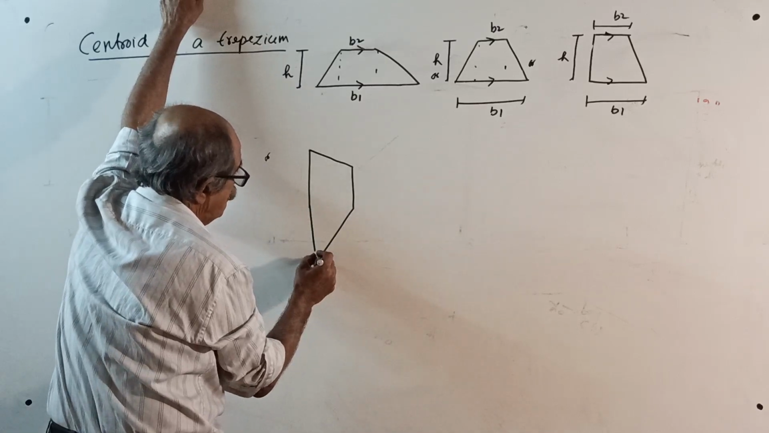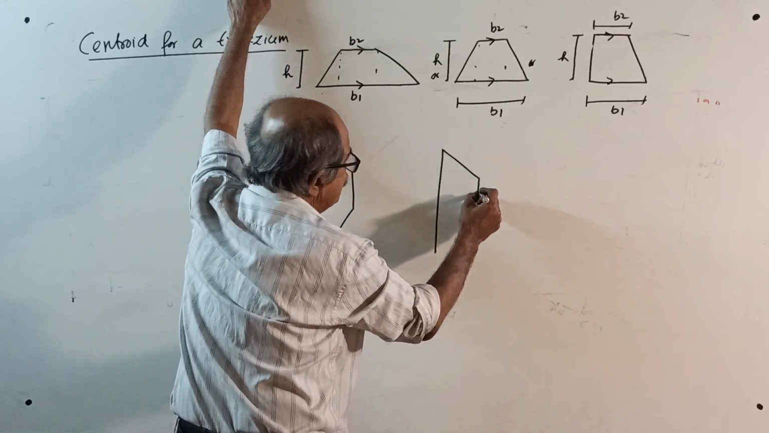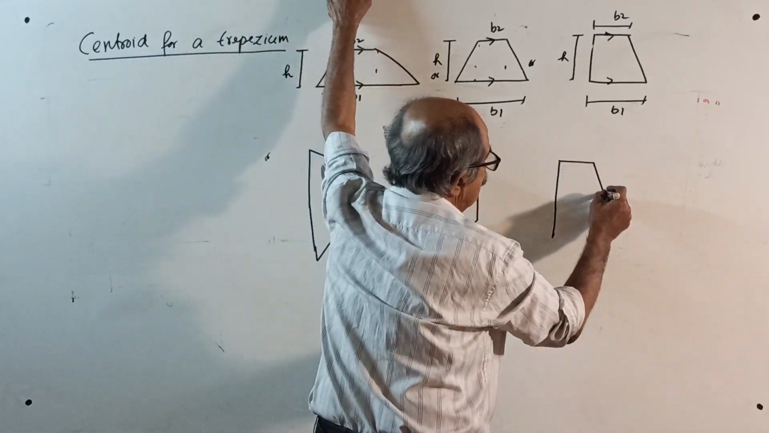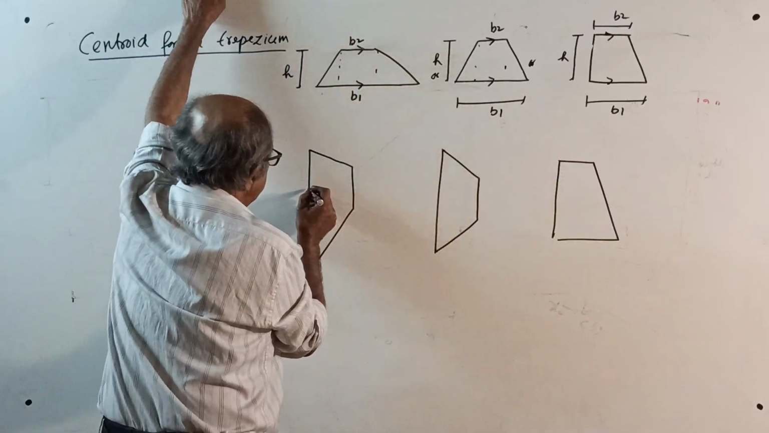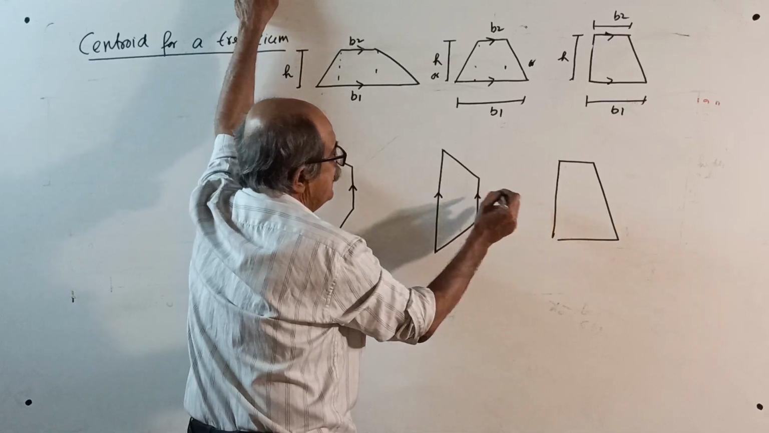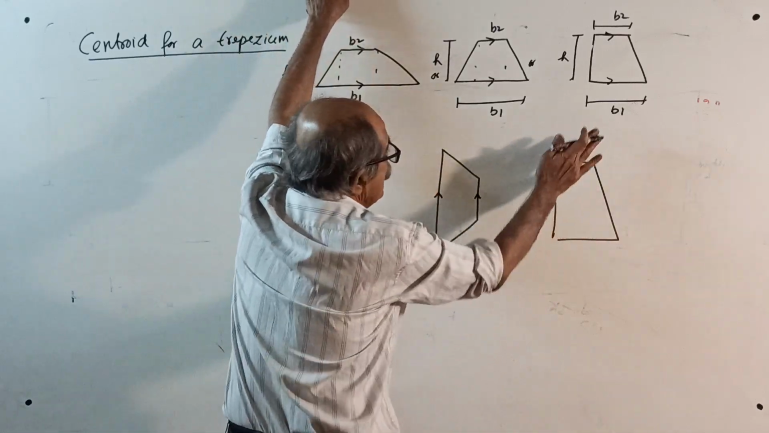Bigger, smaller. Or it can be this way also. You are right. Or it can be like this also. Here, this side is parallel to this side. This side is parallel to this side. This side, it became the same.